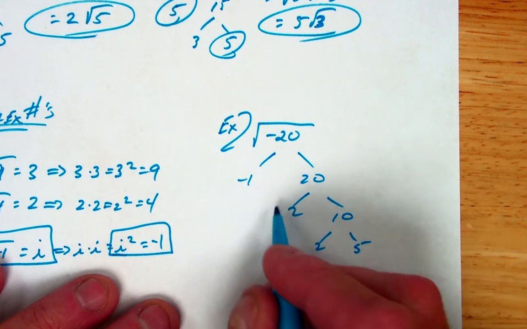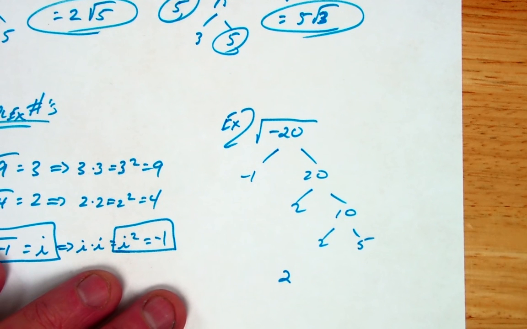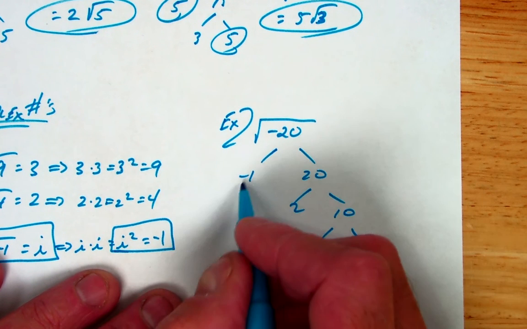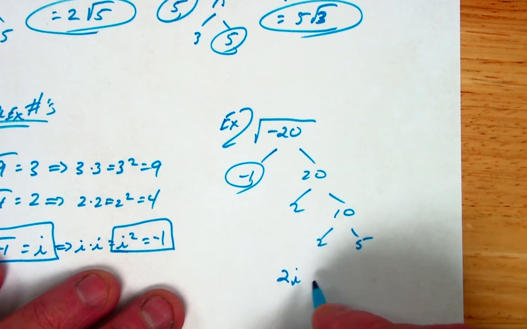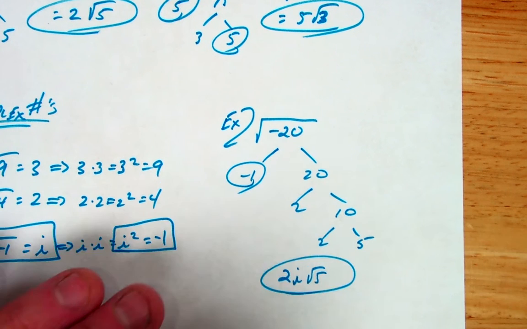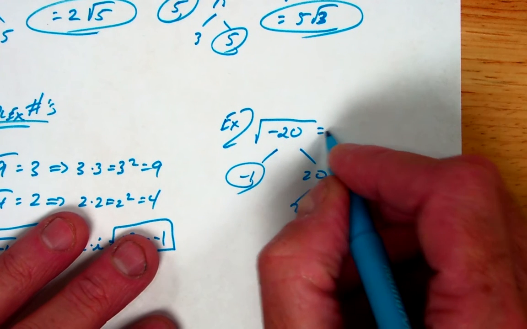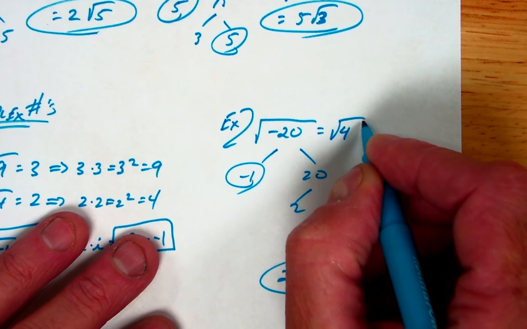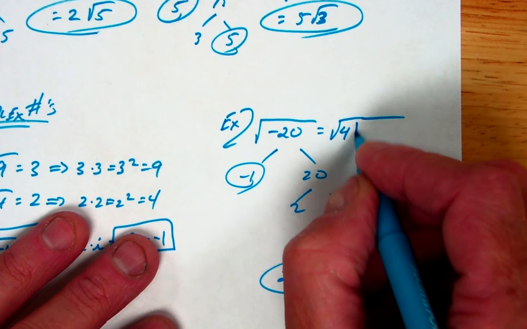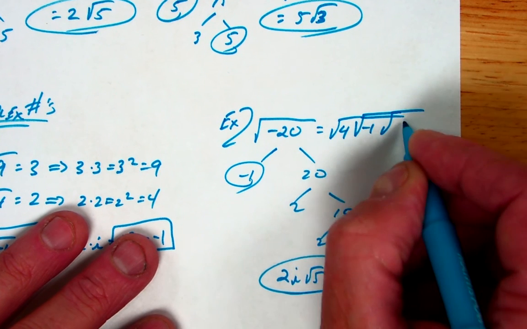And the 2 we're going to have outside. And the square root of negative 1 is i. And then we're going to have square root of 5. But that's not the way I'm going to do it. I'm going to go like this. Square root of 4, square root of negative 1, and square root of 5.